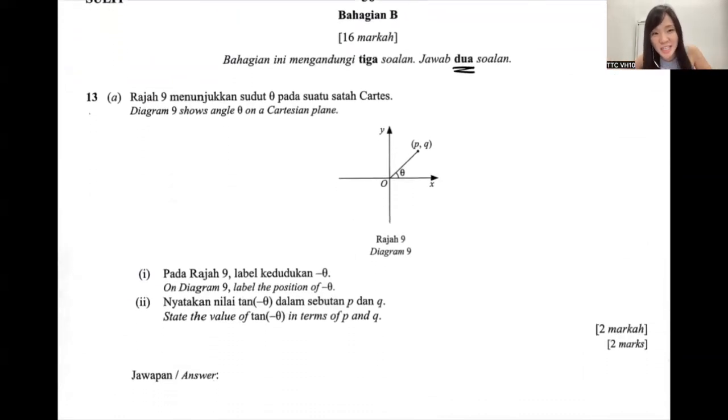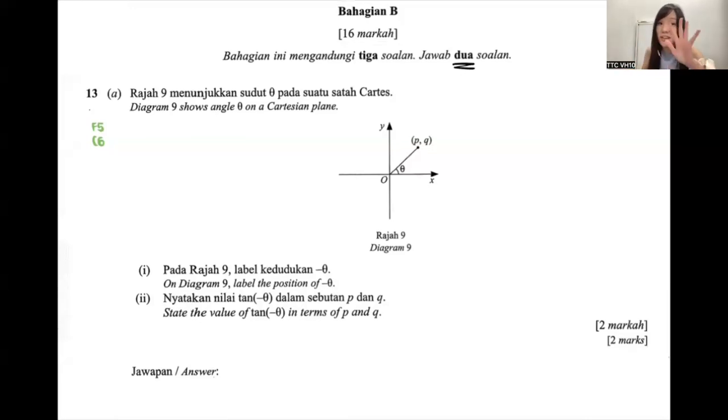So my 13A, they say diagram 9 shows angle theta on the Cartesian plane. The moment you see angle, you should know this is under Form 5, Chapter 6, trigonometry function. So on the first one, on the diagram, you're going to draw inside, label the position negative theta. You know what is negative theta, my dear? I hope you guys all know. Based on your basics, you know lah. Isn't it they turn in this way?